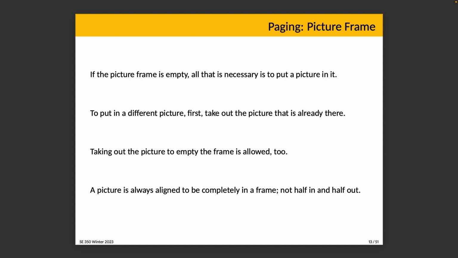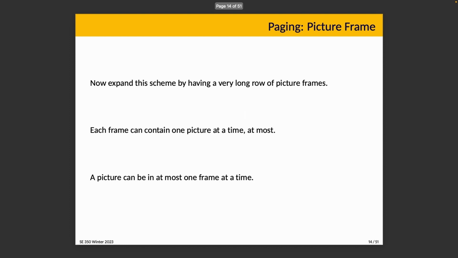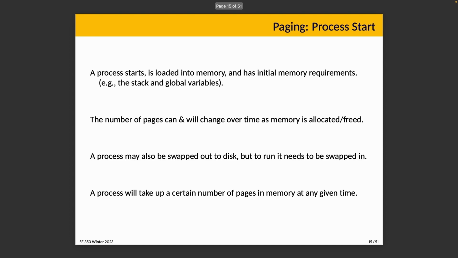And a picture always has to be aligned to be completely in a frame. It can't be half in and half out. It can't be spread across more than one frame. A picture is always placed firmly in one frame. Now, if you expand this scheme to represent the fact that memory is bigger than one frame, we have a very long row of picture frames. Each frame can contain one picture at a time at most, and a particular picture can be in at most one frame at a time.